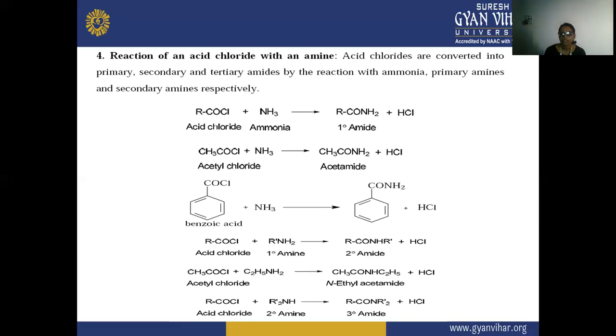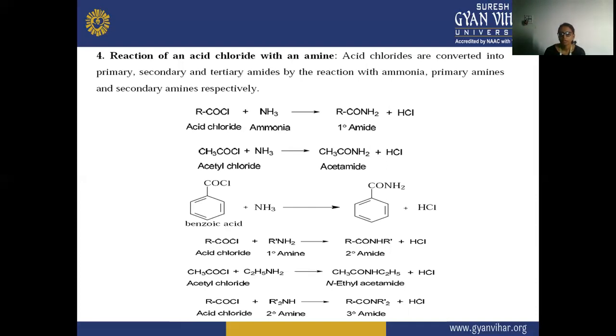The example given is acetyl chloride plus C2H5NH2, a primary amine. There is a formation of N-ethyl acetamide plus HCl. So CH3COCl plus C2H5NH2 gives CH3CONHC2H5 plus HCl. Acetyl chloride reacted with the primary amine forms N-ethyl acetamide.